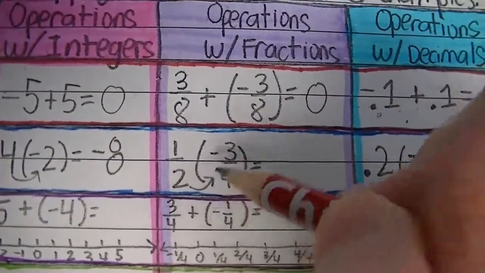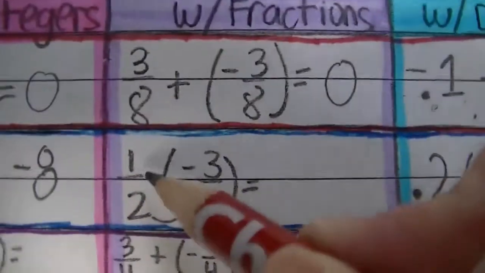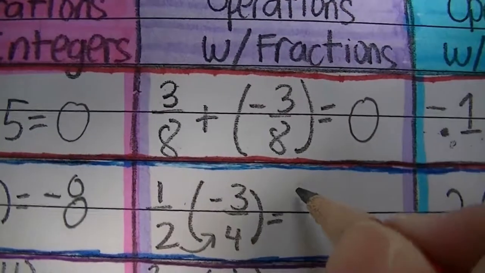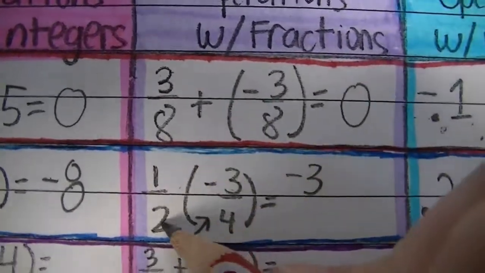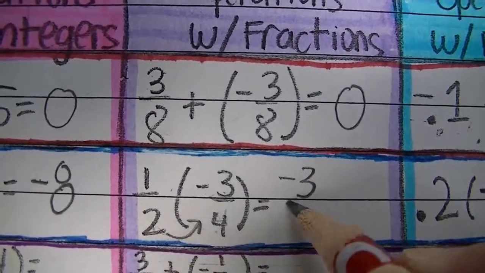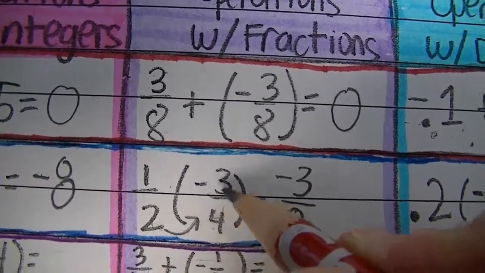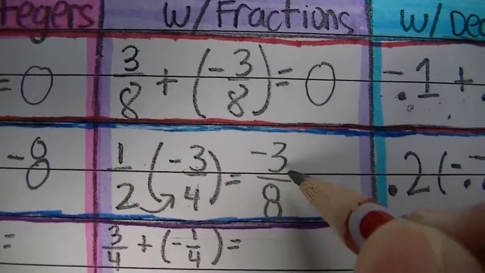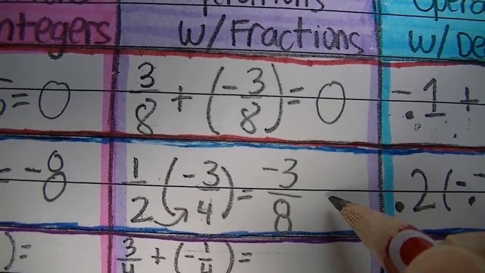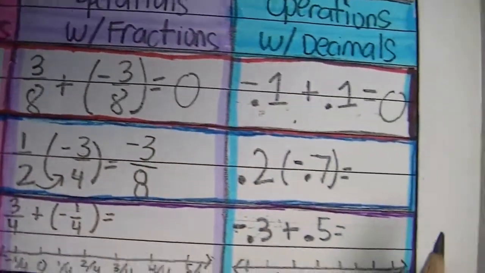And I've got fractions here. The thing I like about multiplying fractions is that I just go straight across. So you'll see 1 times a negative 3, which would give me a negative 3. Then I've got 2 times 4, that's a positive 8. So my solution to 1/2 times negative 3/4 is negative 3/8. Now I would think to myself, does negative 3/8 simplify as a fraction further? Nope, so that's its simplified form. So that's my answer.